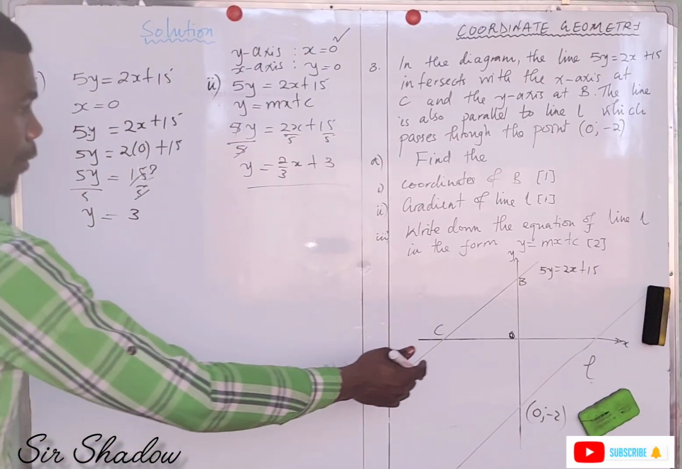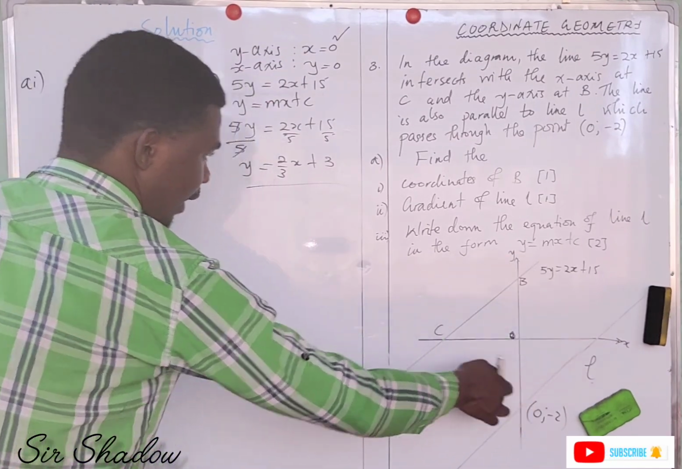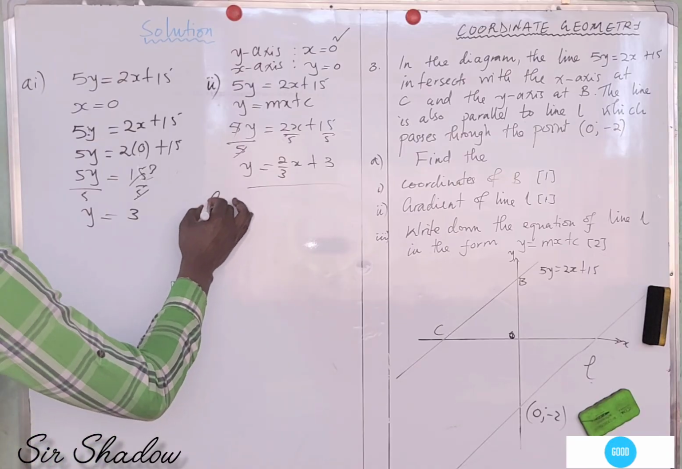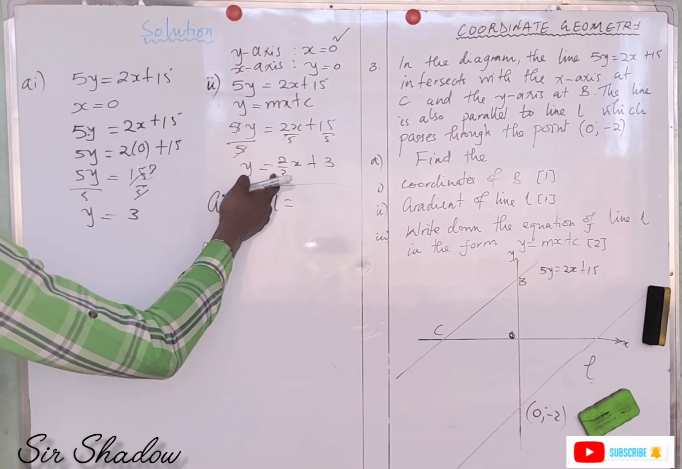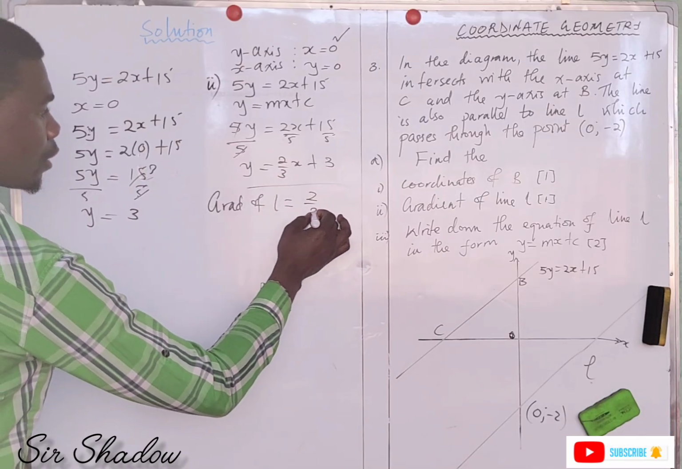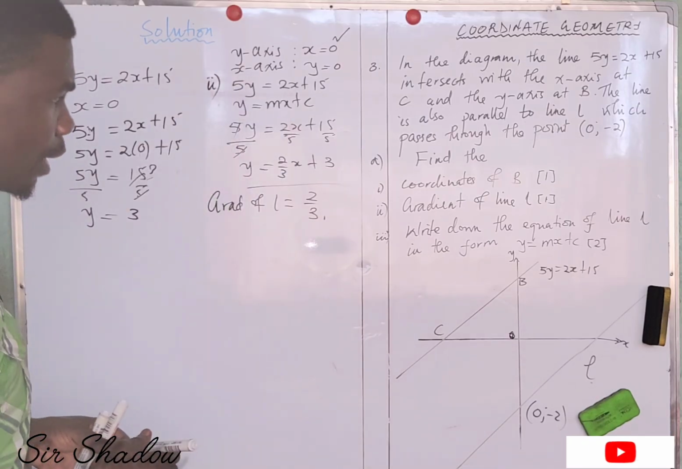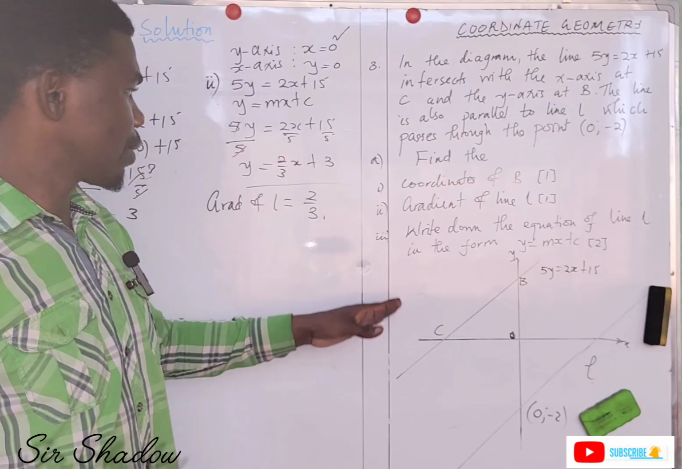All right, so since the gradient of this line is similar to this line, what you have to do is the gradient of line L equals the same gradient, which is 2 over 3. That's the gradient of line L. Right, let's go to the last part.